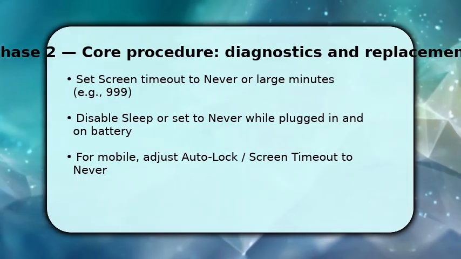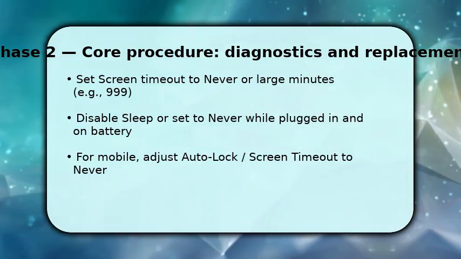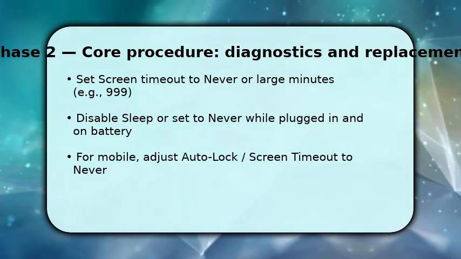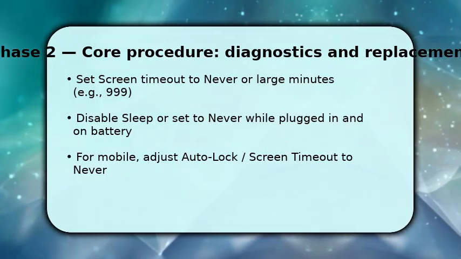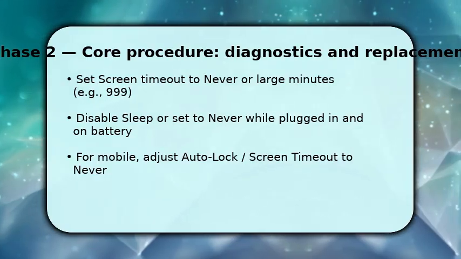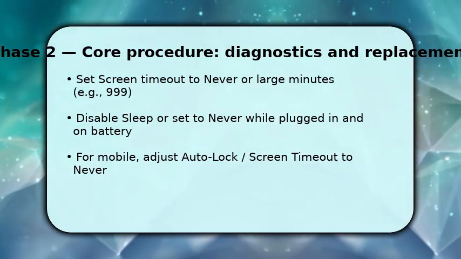For Android and iOS, set auto lock or screen timeout to never. Some manufacturers hide never under advanced. Expand that menu. Once changed, proceed to keep the settings enforced. Finish by saving and testing.